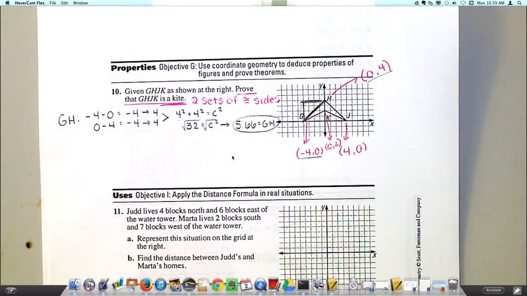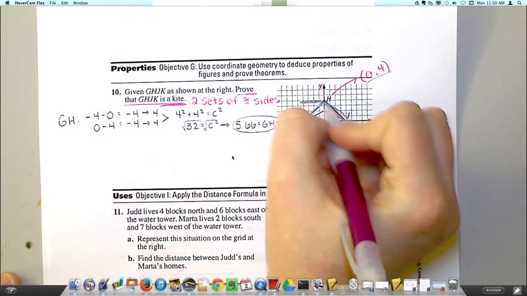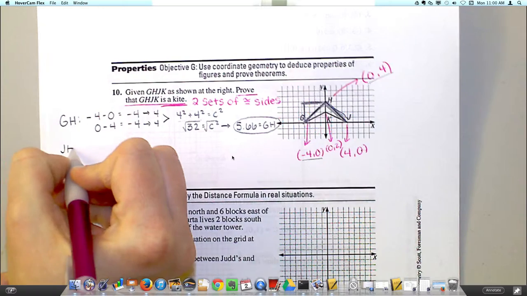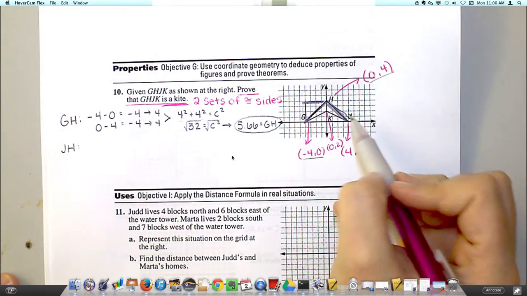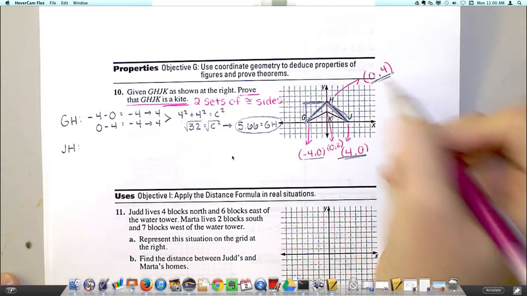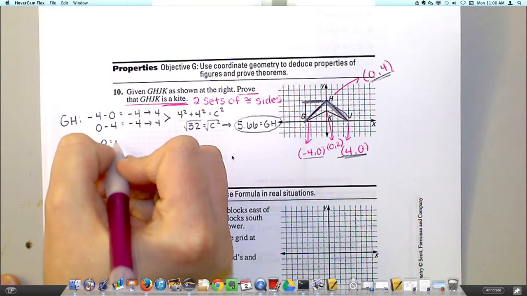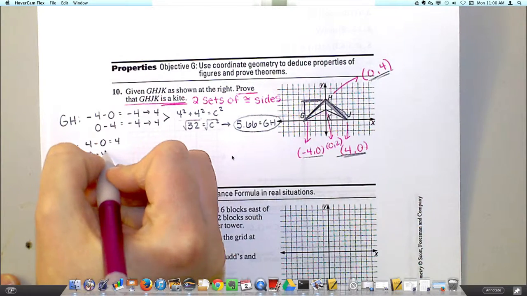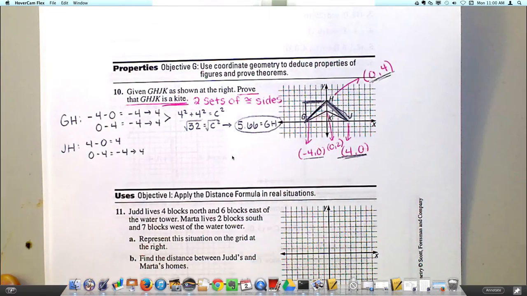Now let's do the same thing with JH. Okay, so now I'm looking at this guy over here. So JH, I'm going to do the same thing, subtract the x's, subtract the y's. So now I'm looking at, here's J and here's H. So 4 minus 0 is 4. And 0 minus 4 is negative 4. But when I'm talking length, I really just care about that being a 4.